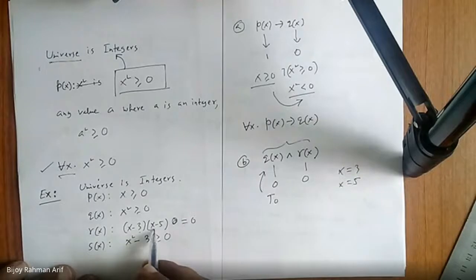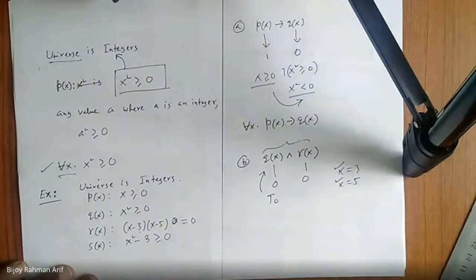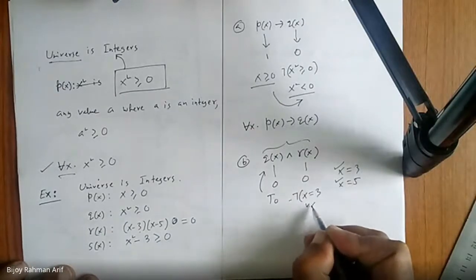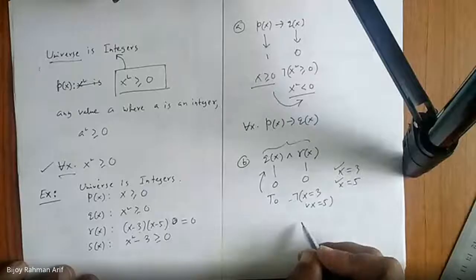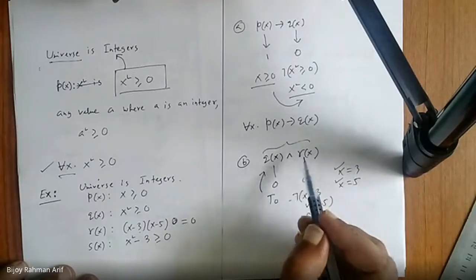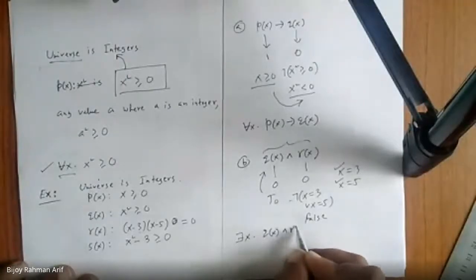(x minus 3) into (x minus 5) equal to 0 means x equal to 3 and x equal to 5. Am I right? Yes. So it is true for only x equal to 3 and x equal to 5. Right? For other values, x not equal to 3 or 5, what is the status of this statement? It's false. Then what happened? Are both true for all of these? No. So, sum x, Qx, Rx. Is it clear to you? Yes, sir. Okay. So let's go to the next example.